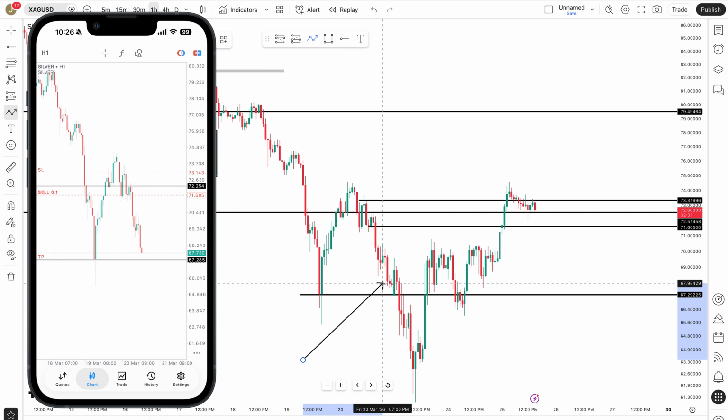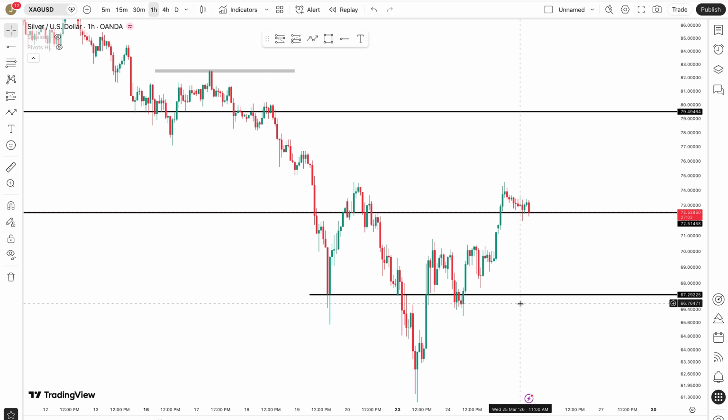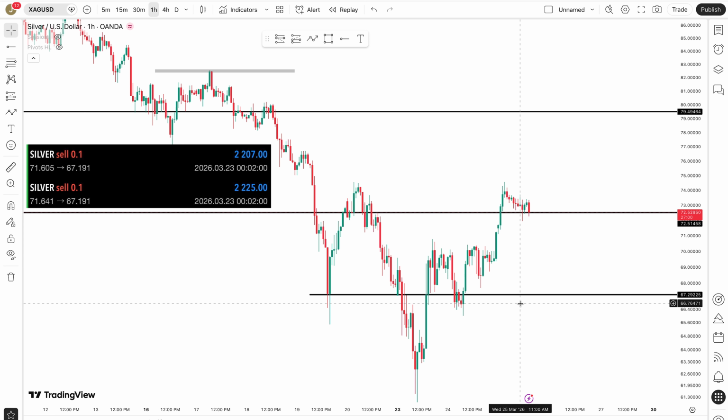So on Friday, market ended up closing right around here, just a few pips away from TP. But I did not close because I knew my trade was secure and I was already in profits. All I needed to do is wait for Monday, market open, and I knew my TP would be hit. So that's the trade breakdown. And that's how I made 4K on silver using ICC.